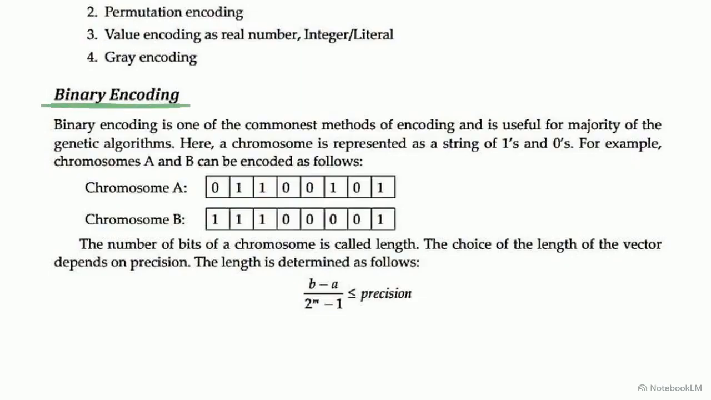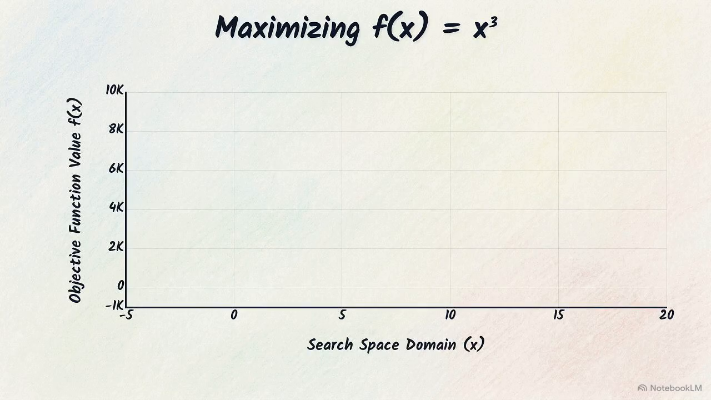Looking at the binary encoding section here, we must encode our potential solutions. The most common method turns variables into strings of ones and zeros, like chromosomes A and B. The exact length of this string is calculated using this formula. Let's test this on a standard optimization problem.